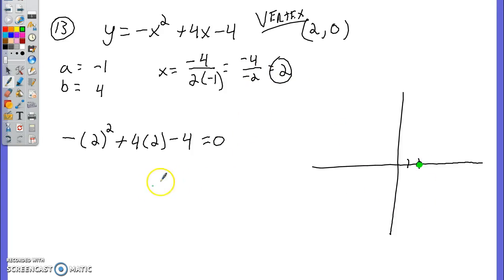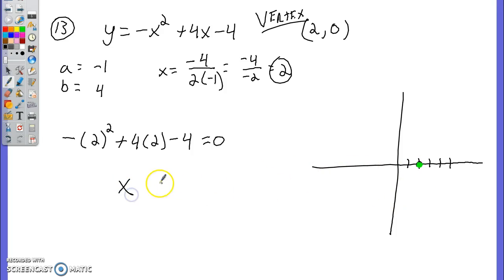All right, now I have to figure out two other points on the graph. One point to the left, one point to the right of this x value. So I can use 1, I can use 0, I can use -1. Anything to the left. To the right, I could use 3, I could use 4, I could use 5. It does not matter. Pick one to the right, one to the left.